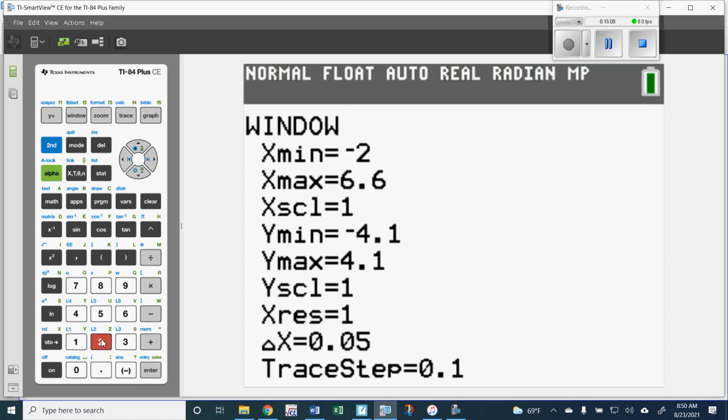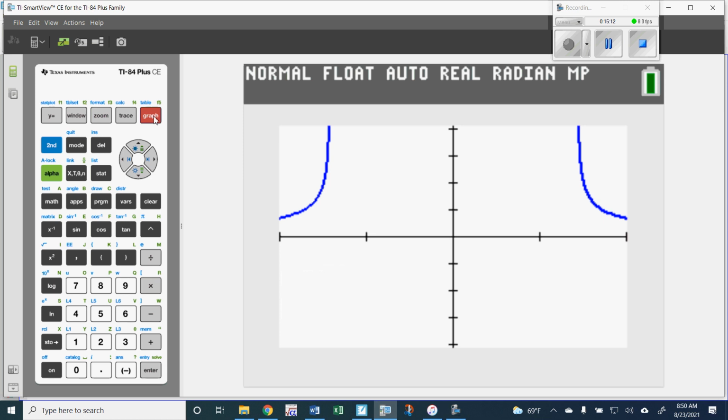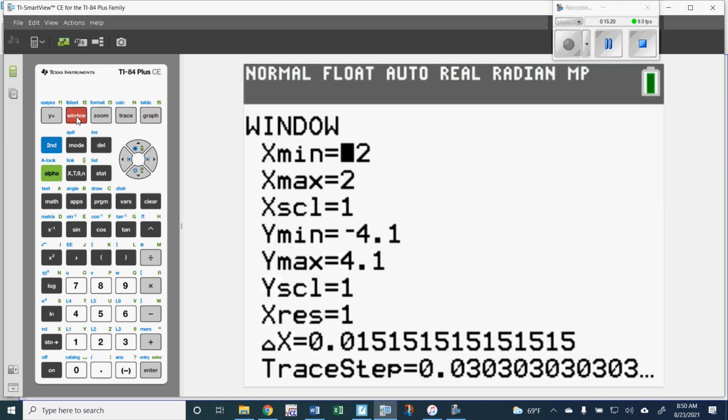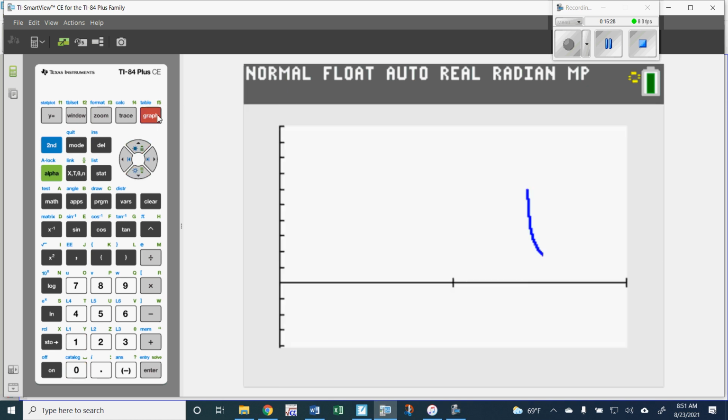So let's go 0 to 2 since it's symmetric. And let's go up higher to 10. Does this keep going or does it stop? So that's what the calculator shows, though. But does it stop? Or do we have a vertical asymptote there? Right?